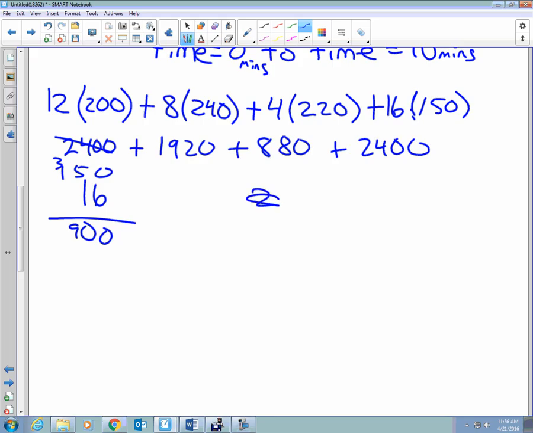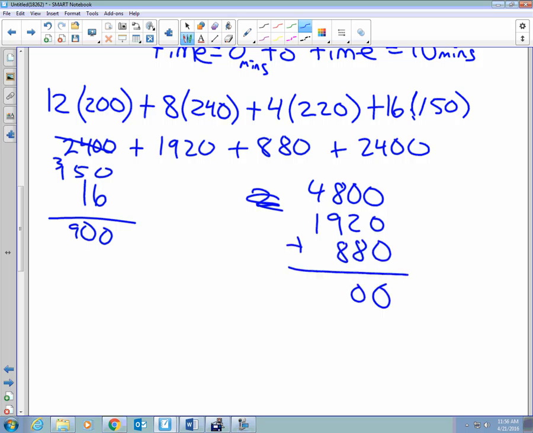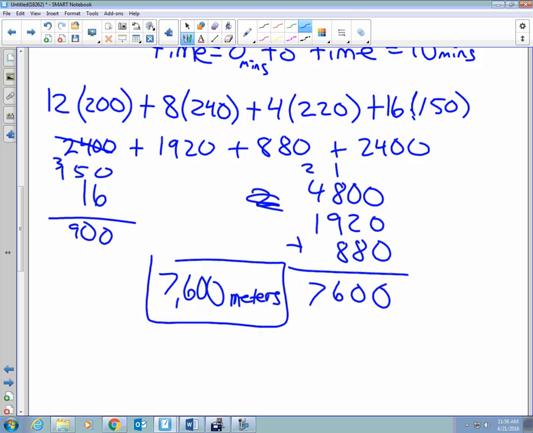So we have 4,800 plus 1,920 plus 880. $7,600 what? What are we finding? We're finding a distance, aren't we? So it's meters. Good. C.